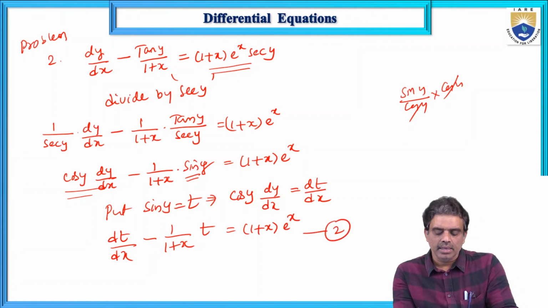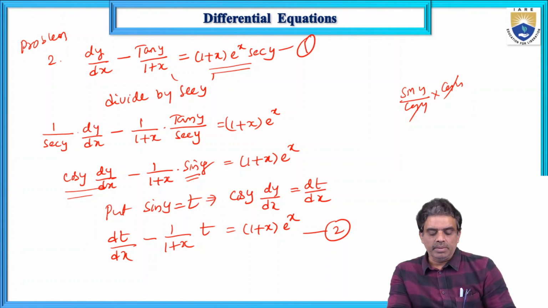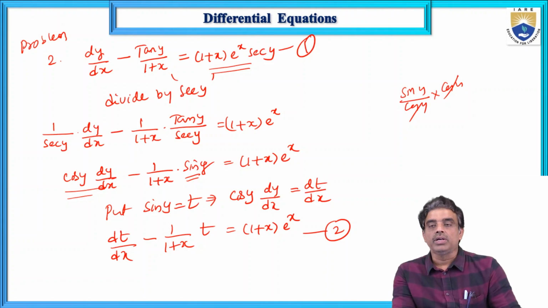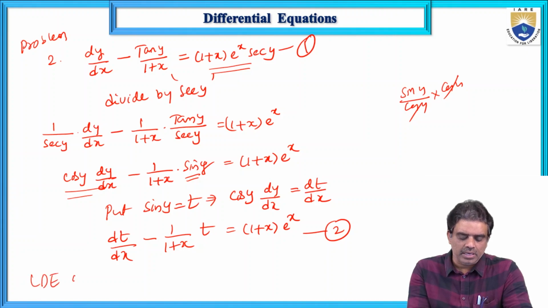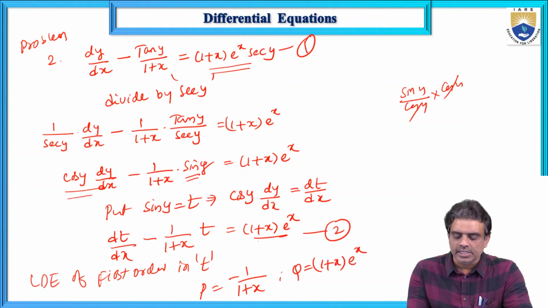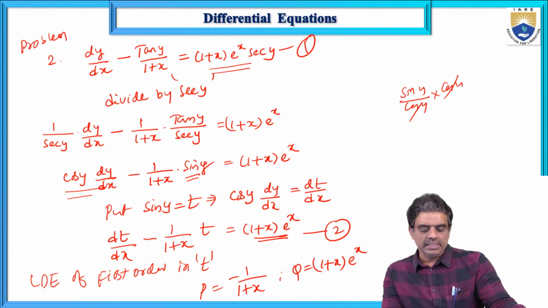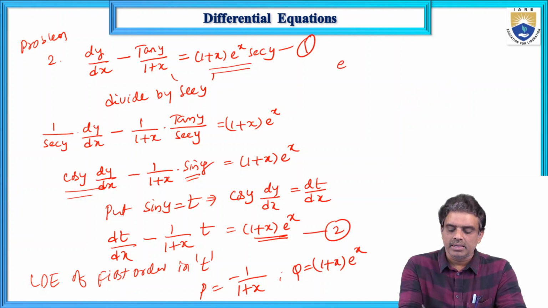So now it looks like a linear differential equation of first order in t: dt/dx + P(x) t = Q, where P and Q are functions of x. So this is a linear differential equation of first order in the variable t. What is P here? P is equal to −1/(1 + x). And what is Q here? Q is (1 + x) e^x, the right side, and the coefficient of t on the left hand side is −1/(1 + x), that is P. Then what is e^(∫P dx)? That is also a requirement in the solution.